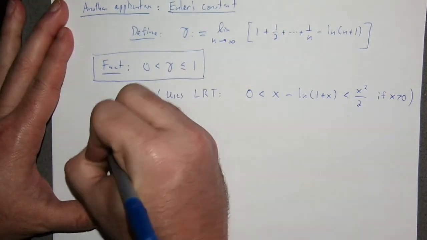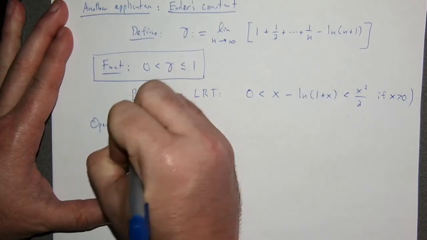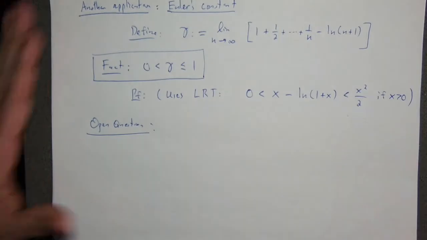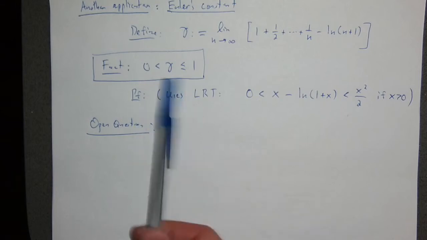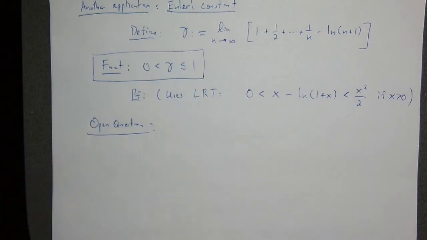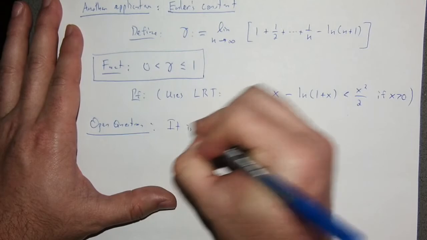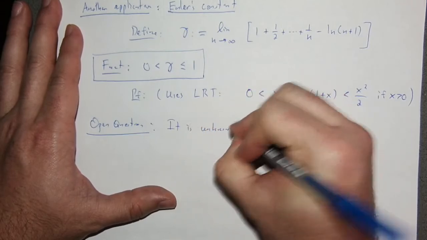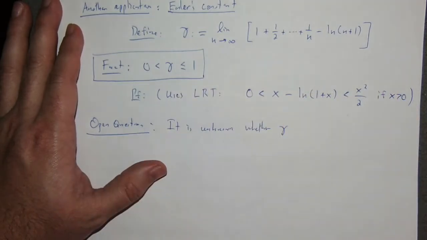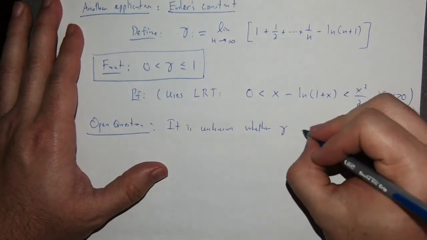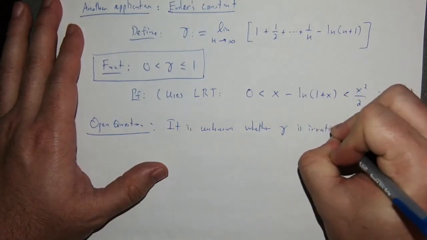Basically, there's an open question. So, what is the fact that was proved using this estimate? It's just that this Euler-Mascheroni constant is between 0 and 1. Okay, the question is, what is known about this Euler-Mascheroni constant, gamma? Well, not as much as you would think. So what is the open question? It is unknown to this day whether this Euler-Mascheroni constant, or Euler's constant, is irrational or rational.